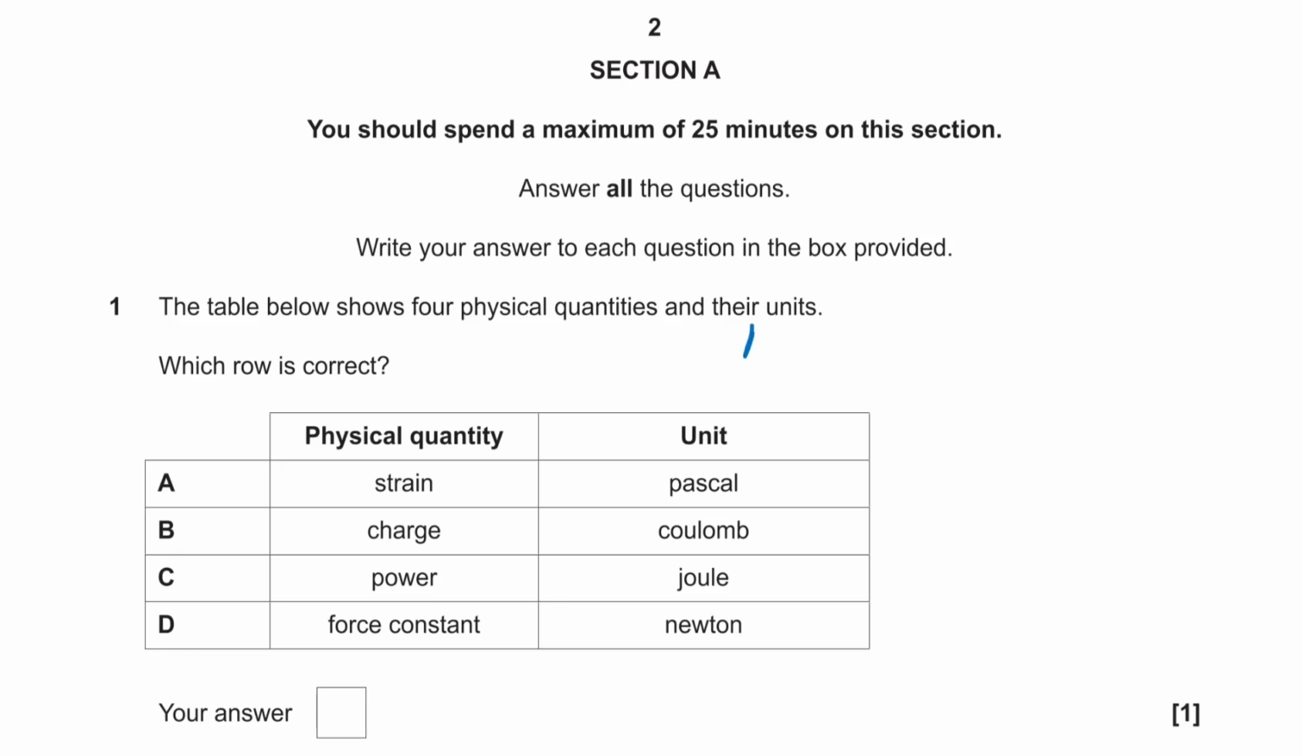Well, strain we know is just the ratio of change in length to original length, so it has no unit, so that can't be right. B, charge, yes, we know it's Coulomb, don't we? Power, no, that's watts. And force constant, well, I assume that means like spring constant. That's not newtons, but newtons per meter.